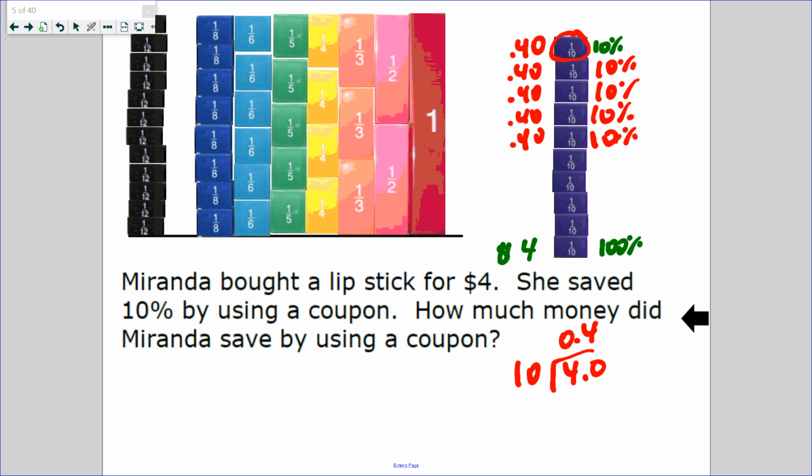Another way we could have solved it is using tables such as this. How do you break down 100% to 10%? Divide by 10. Divide by 10. 4 divided by 10 is 40 cents.